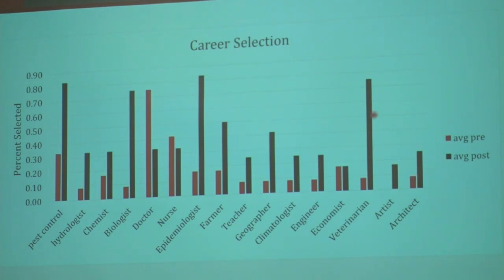Massive increases in those that want to be veterinarians. Massive increases in those that want to study disease dynamics, epidemiologists. Increases in those that want to control pests like mosquitoes. Increases in those that want to be biologists. So we actually see a decrease in those that want to be doctors and nurses, and it's probably because they realize these other careers are way cooler.